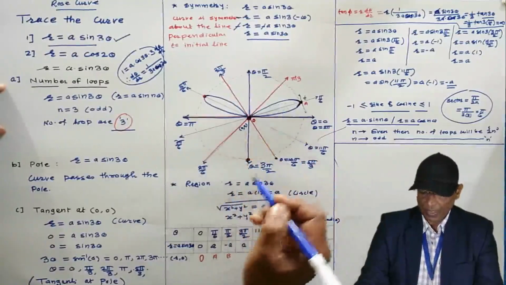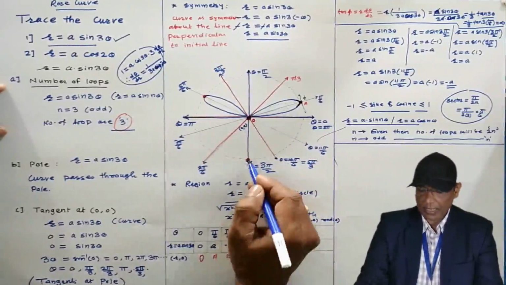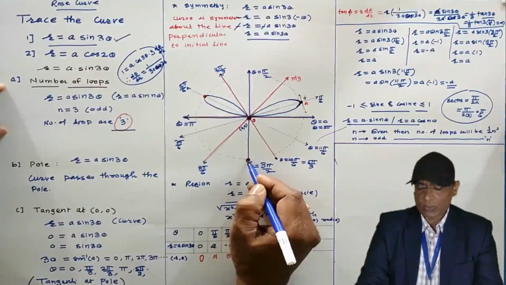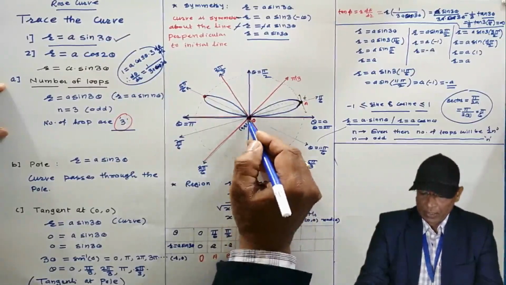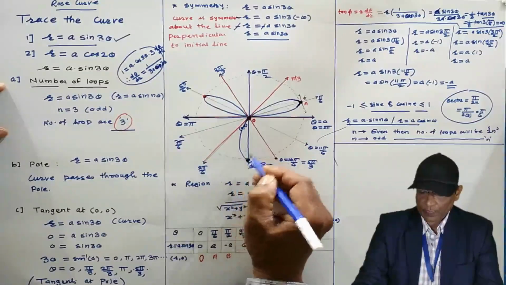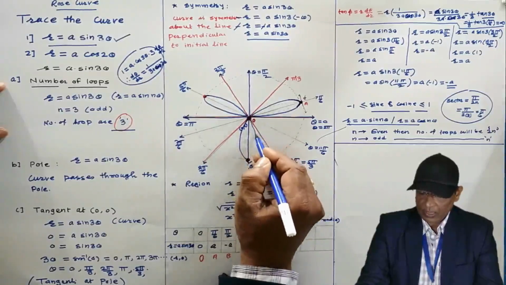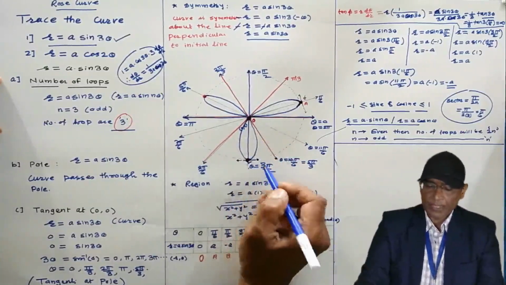Now the next one. At theta equal to 3 pi by 2, the value of r is a. So there are chances to have a loop at this point. Again, I'll be getting this type of loop. You can check the tangent at this. In this way we have traced the curve. Thank you very much.